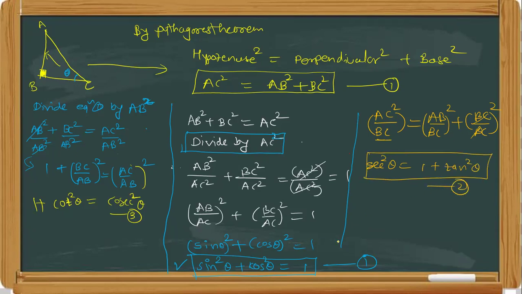First identity is sin square theta plus cos square theta is equal to 1. Second identity is 1 plus tan square theta is equal to sec square theta. And third identity is 1 plus cot square theta is equal to cosec square theta. So you wrote this first identity; on that day we have seen it. Now write this down by dividing both sides by BC square.